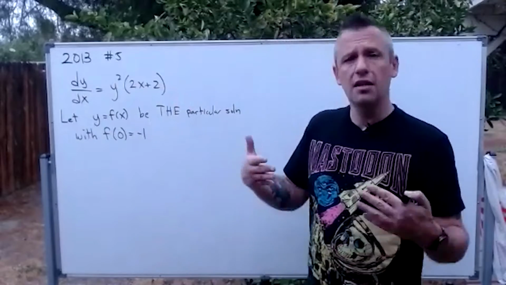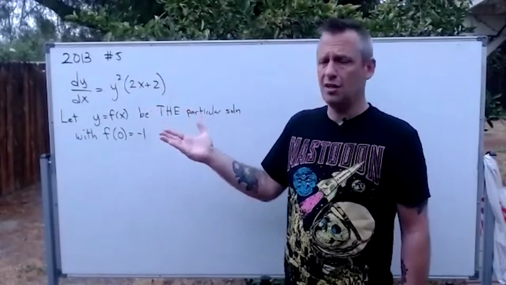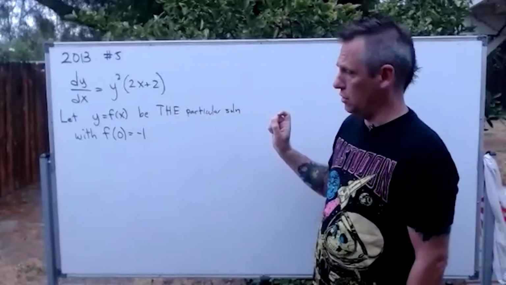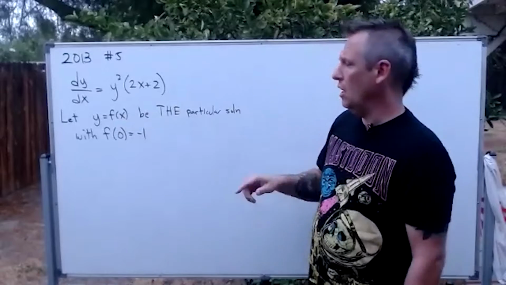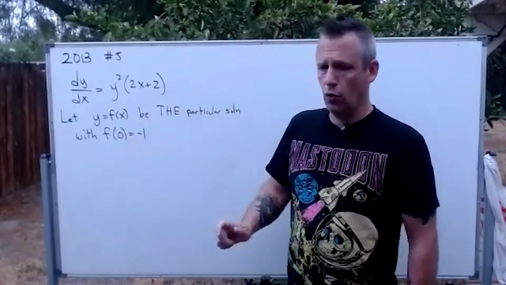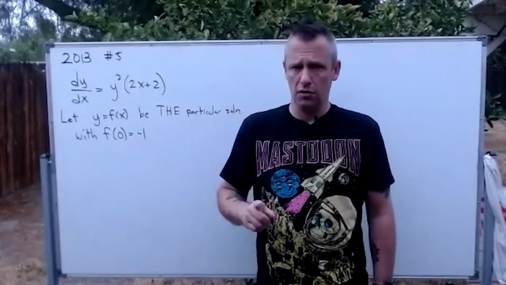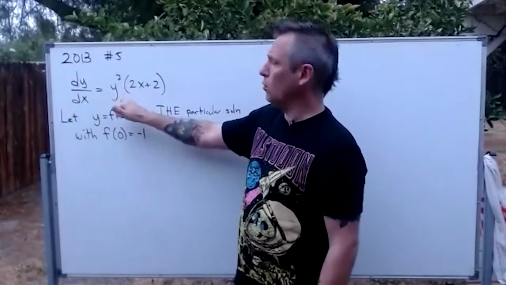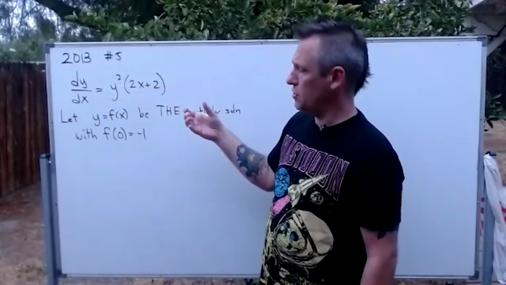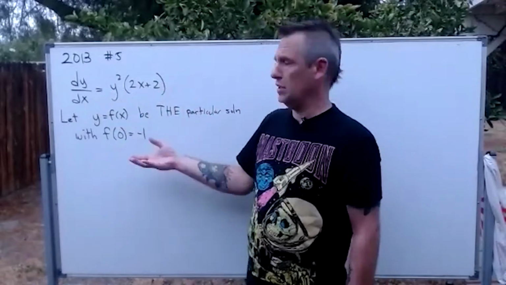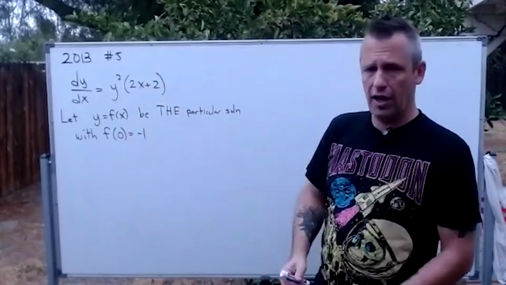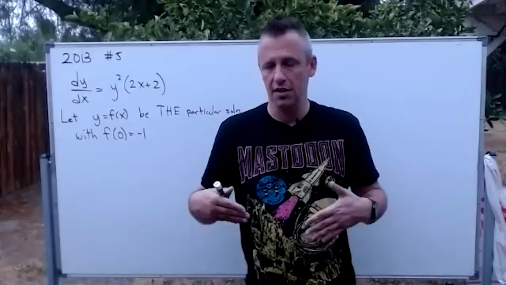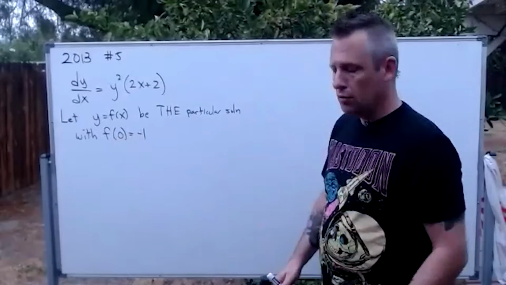Now they're saying, let's give a solution to such a differential equation a name. Let's say that y equals f of x is the particular solution with the initial condition that f of 0 equals -1. It turns out that there is only one such function. There is only one function whose derivative with respect to x is equal to itself squared times the quantity 2x plus 2, and which happens to go through the point (0, -1). So they're saying let f of x be the name of such a solution. Perhaps by the end of this problem, we'll actually figure out what f of x is. We'll see.